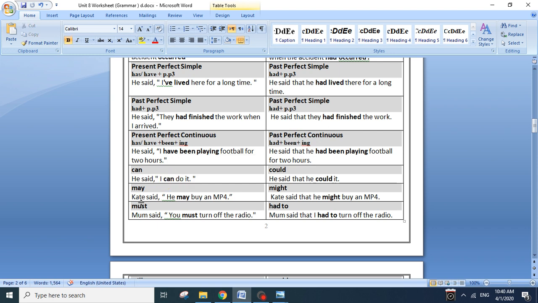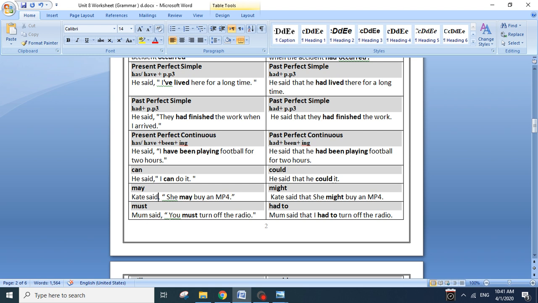Change can to could. Kate said that she, actually Kate said he, I think Kate is a girl's name, so let's change it into she. It's way better, right? She, here, she. So Kate said she may buy an MP4. Kate said that she might buy an MP4.